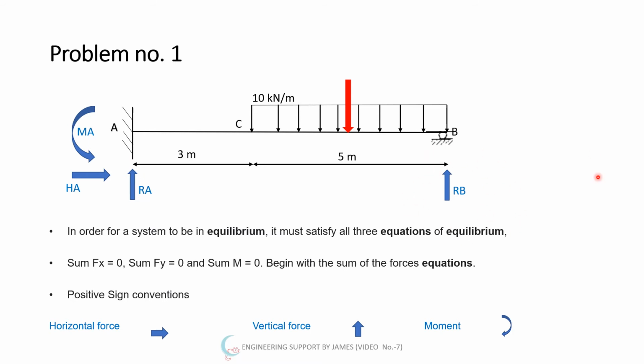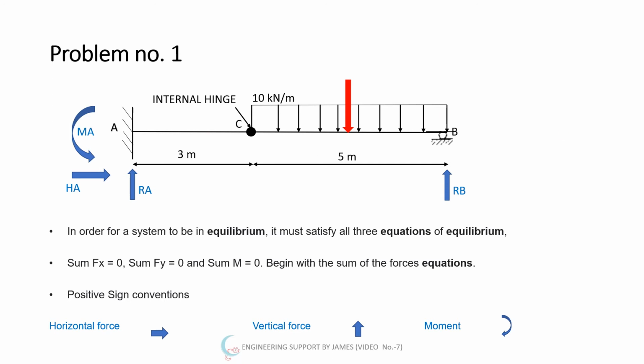In this case, there are different methods to calculate the support reactions of an indeterminate structure. But if there is an internal hinge provided in your problem, then this would be a determinate structure.